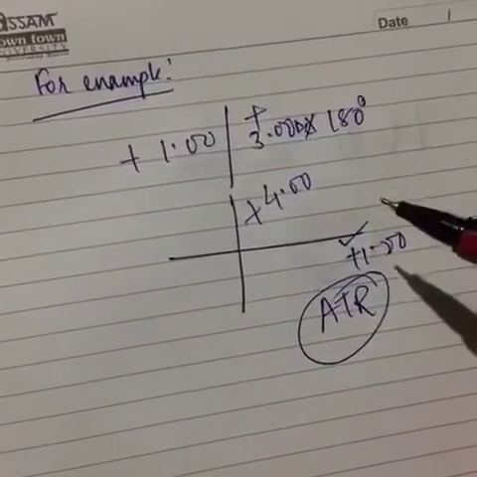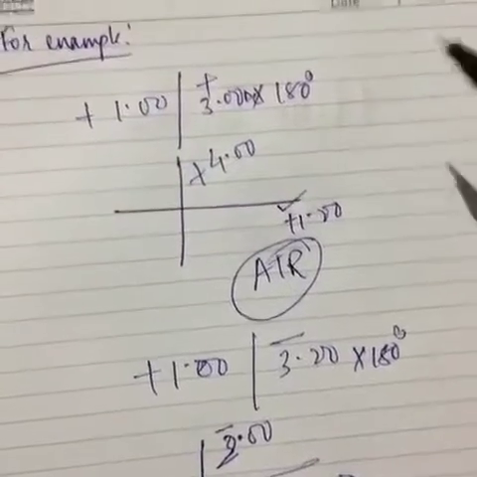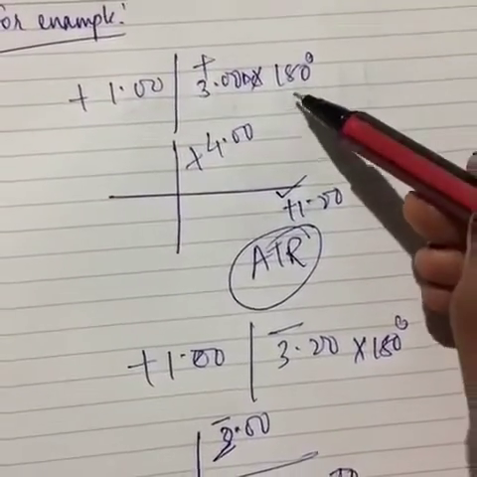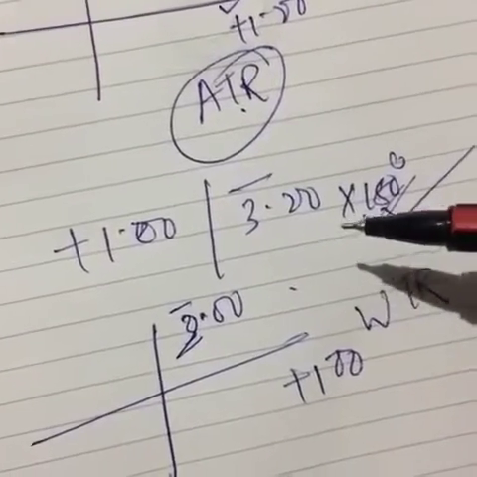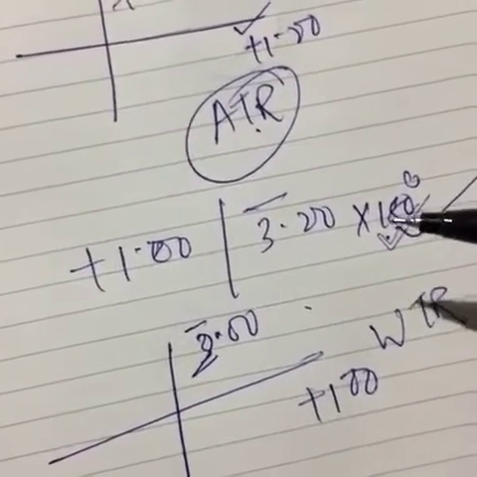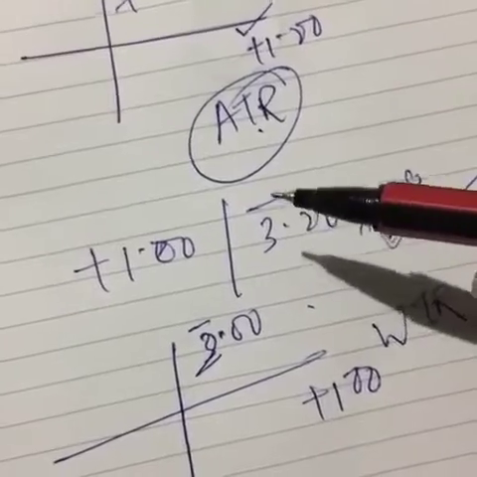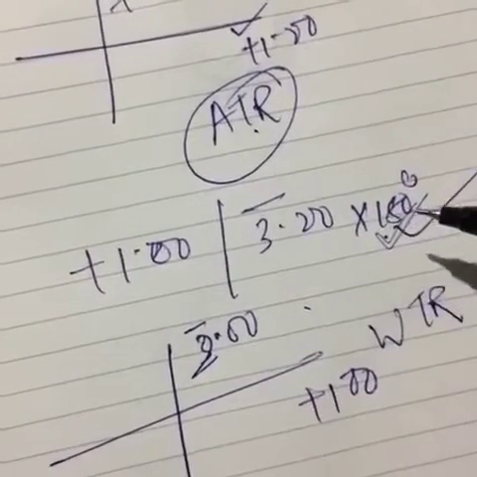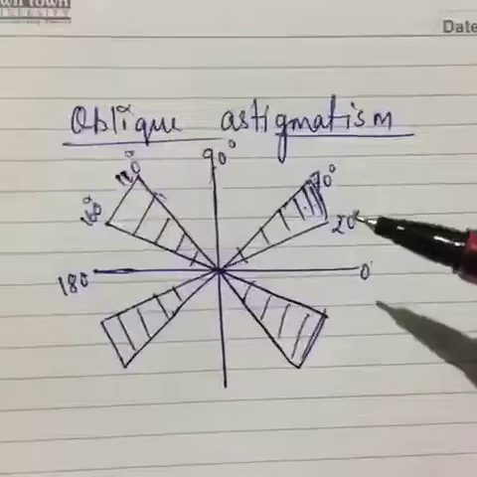So you can directly find out after seeing it: in with-the-rule astigmatism, the minus cylinder axis is always around the horizontal meridian, and in against-the-rule astigmatism, the plus cylinder axis will be around the horizontal meridian.